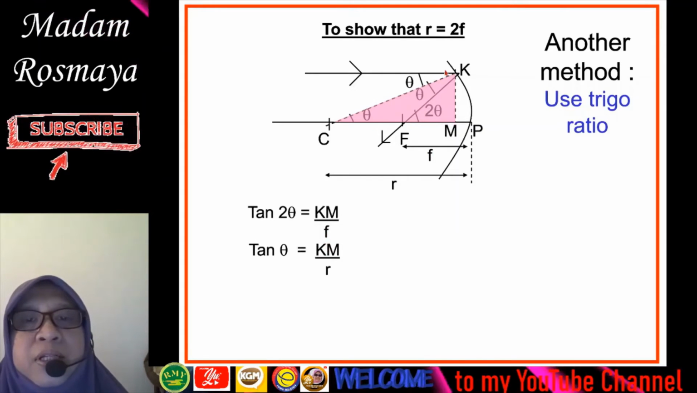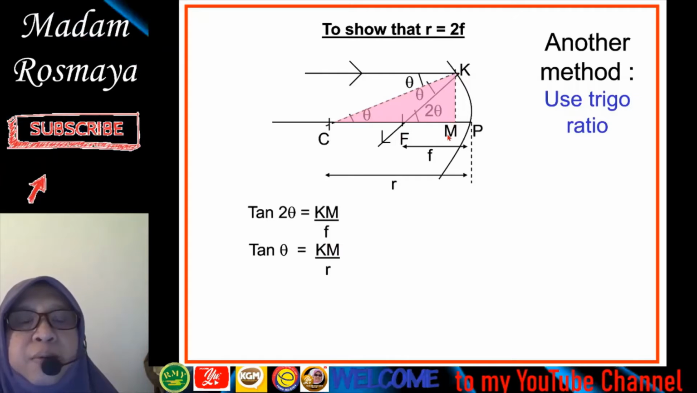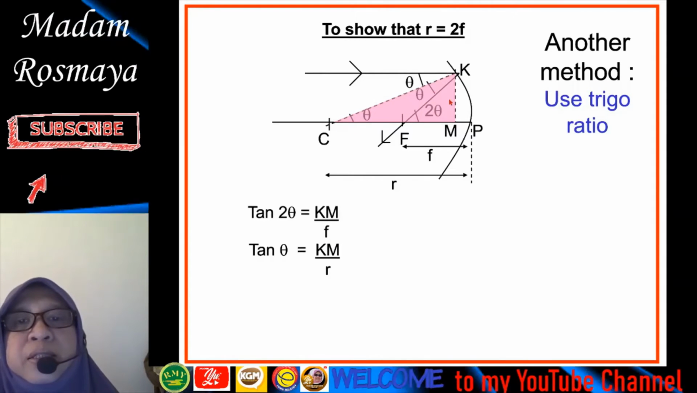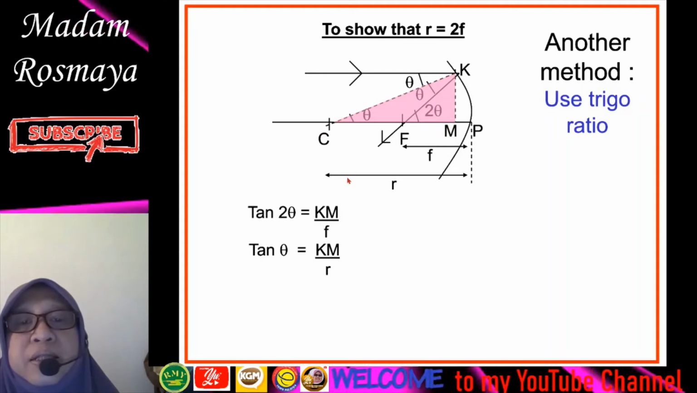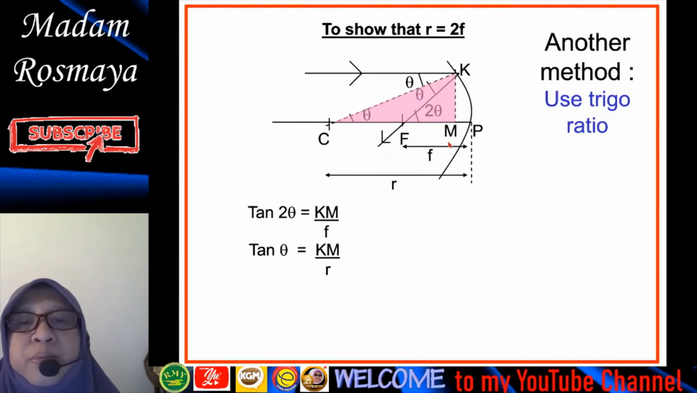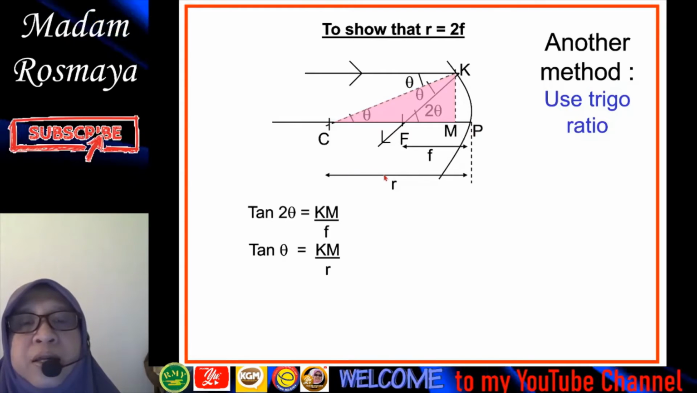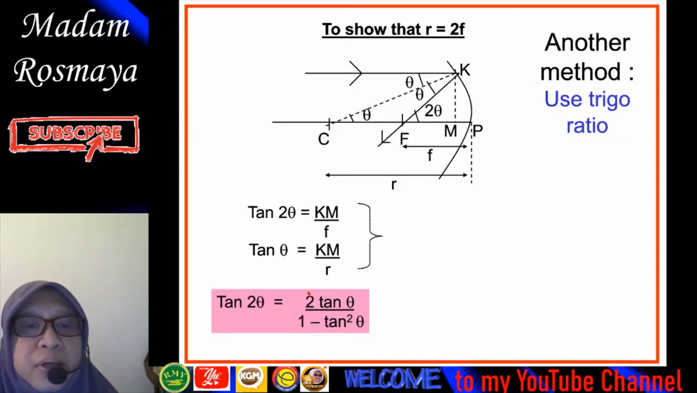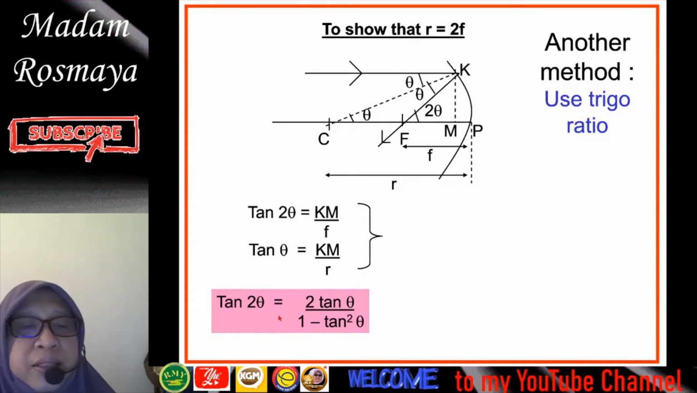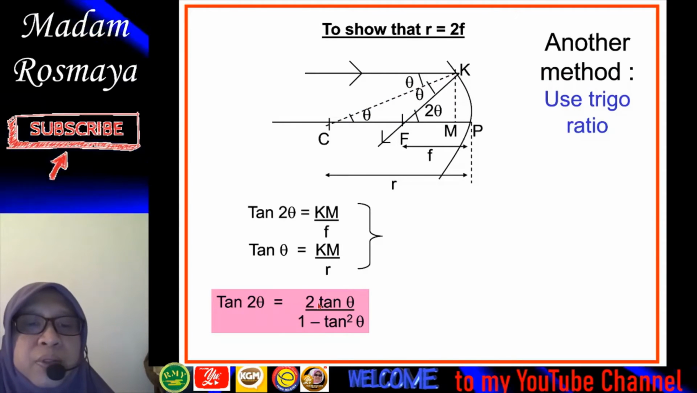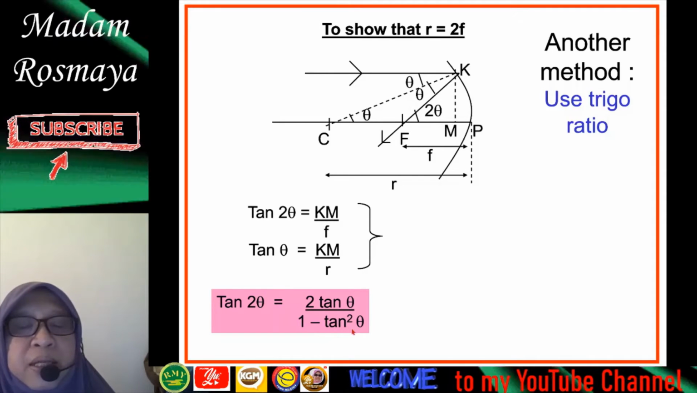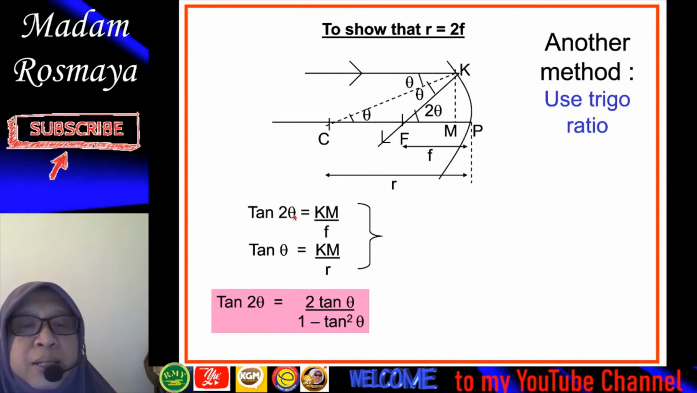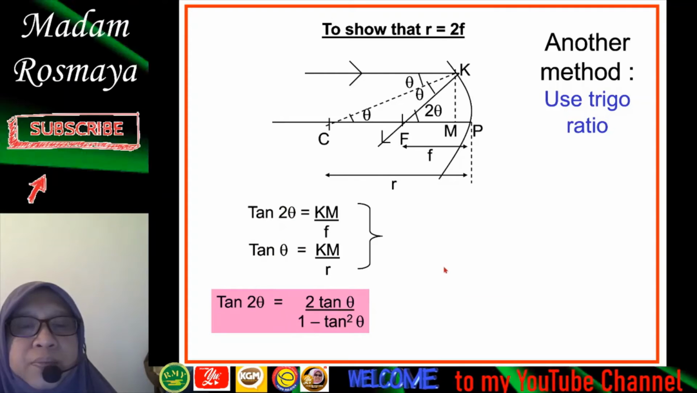Then for the bigger triangle KCM, we also do the same, the angle here is theta. So tangent is opposite over adjacent; the opposite is KM and the adjacent is R. Remember I said just now that M and P are at the same point, so we can equate CM or CP to R. Okay, so using this identity, tangent 2 theta equals 2 tangent theta over 1 minus tangent squared theta, we substitute these two into here.